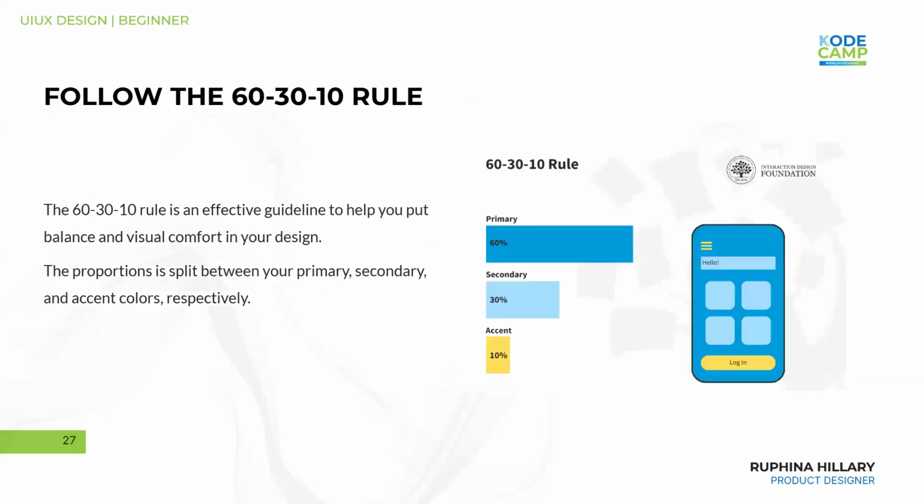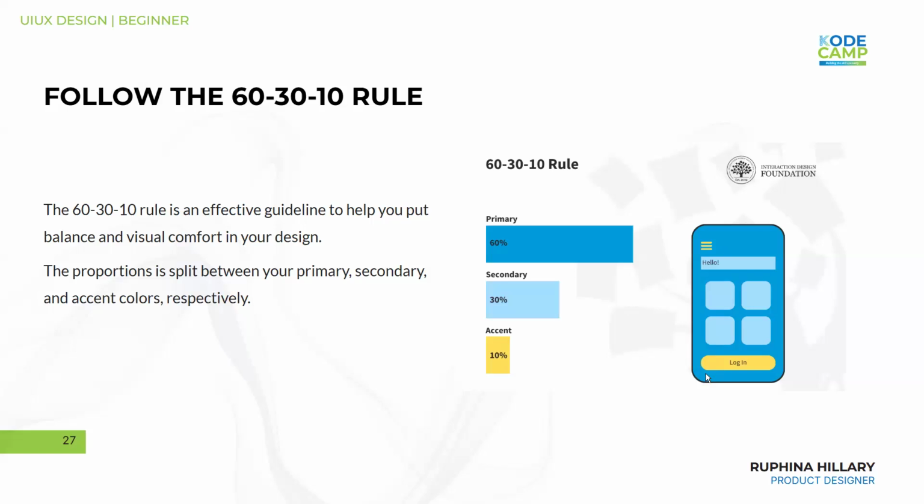So the second tip is to follow the 60-30-10 rule. The 60-30-10 rule just simply tells us that we should allocate 60% of your interface to your primary color, 30% to your secondary color, and 10% to your accent colors. Okay. So in this example here, you can see 60% primary color. So they use the primary color as the background. 30% secondary color is used as the categories here. And for the 10% accent color, they use the accent color as the color of the button.